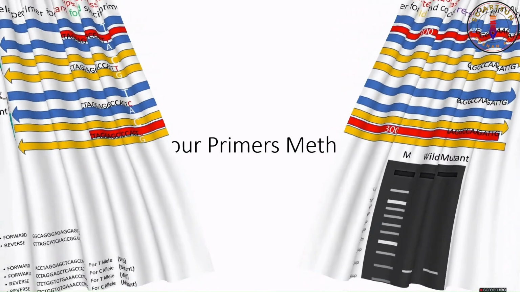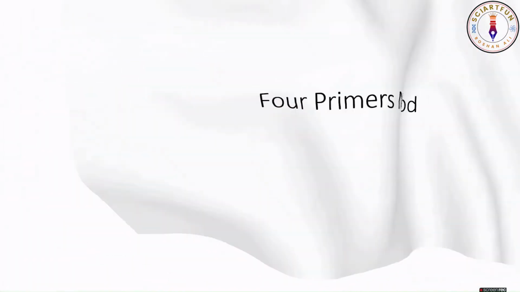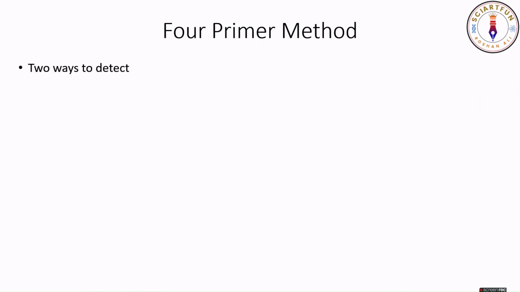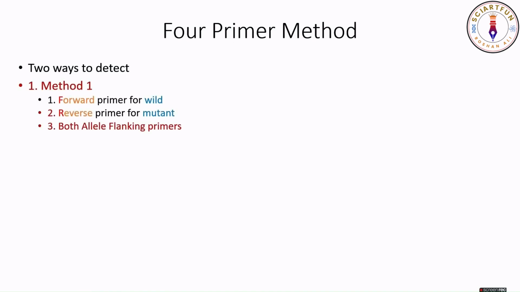Now let's come to the 4 primers method. There are 2 ways of using a group of 4 primers. In both the methods you use both the flanking primers. In method 1, you use forward for wild and reverse for mutant, while in method 2, you use reverse for wild and forward for mutant.